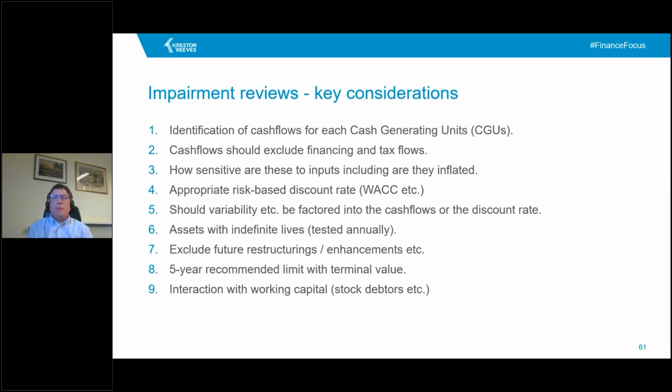Again, I put up a number of considerations here. We'll pick up just one at this stage. The most important thing here is to identify the cash generating units. Simplistically, the cash generating unit is a part of the business which has separable cash flows that can be identified and has a separate cost that needs to be assessed.